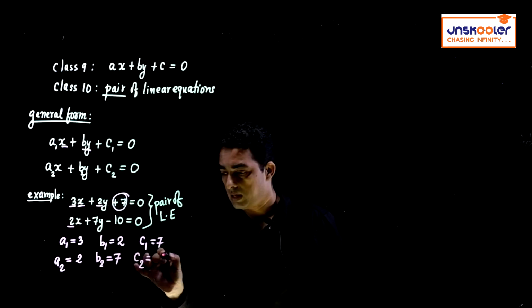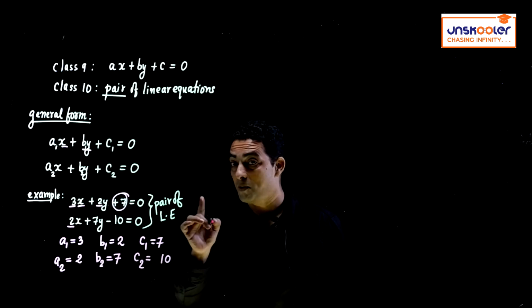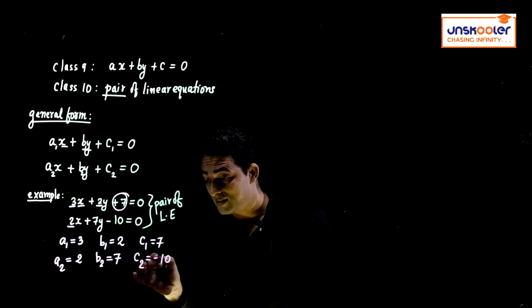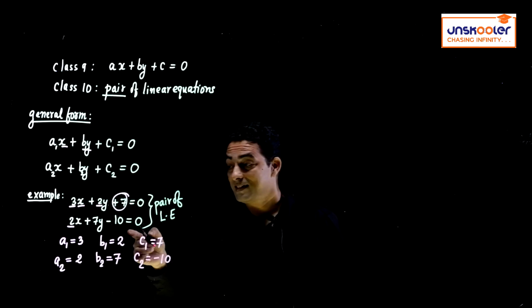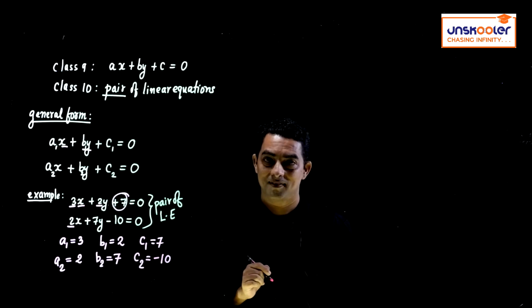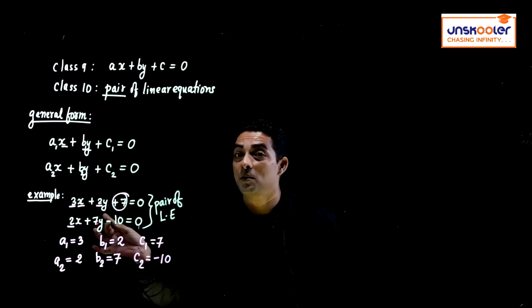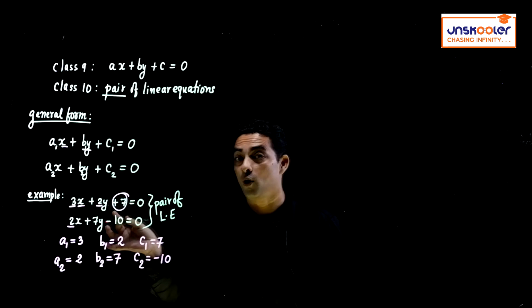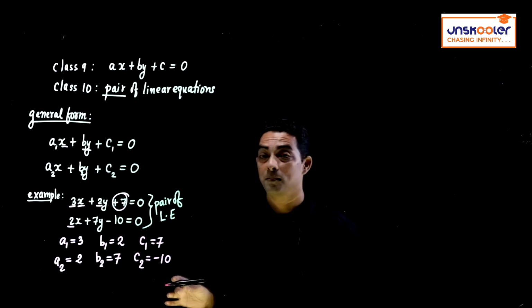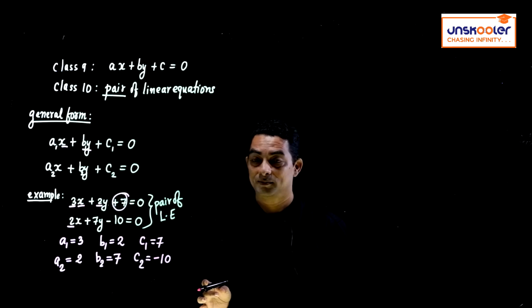What is c2? c2 is 10, but remember one thing: c2 is 10 with a negative sign, so it will be minus 10. This is the place where some students make a mistake. They write 10 and forget about the negative sign. So the negative sign always goes with that particular number. So the value of c2 is minus 10.